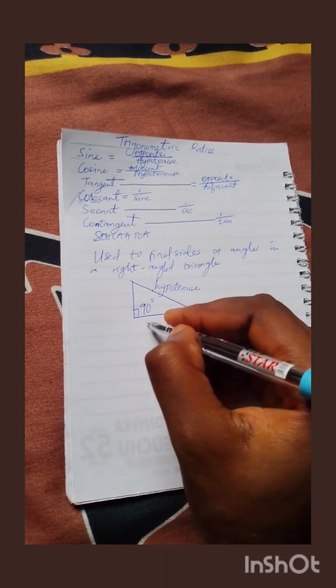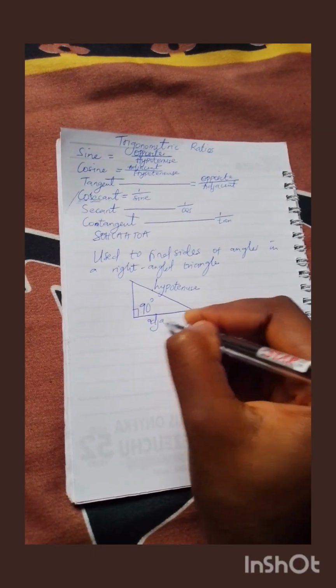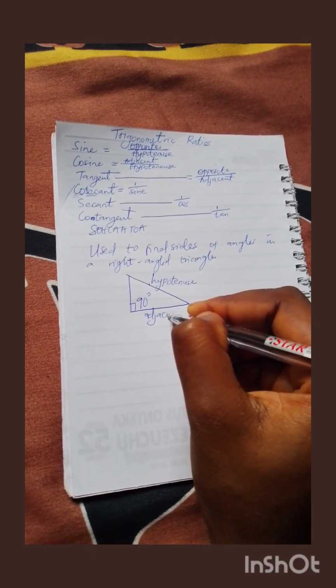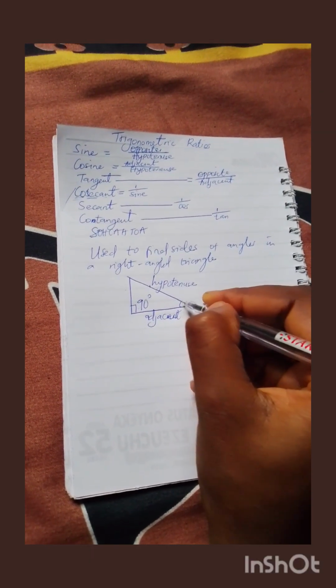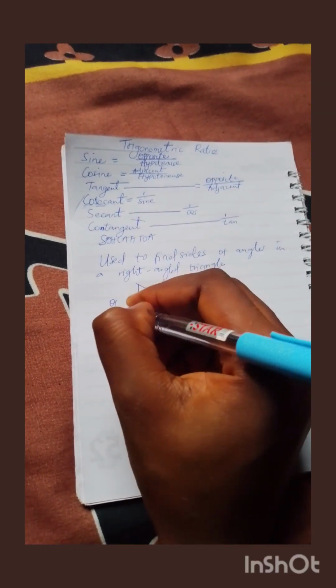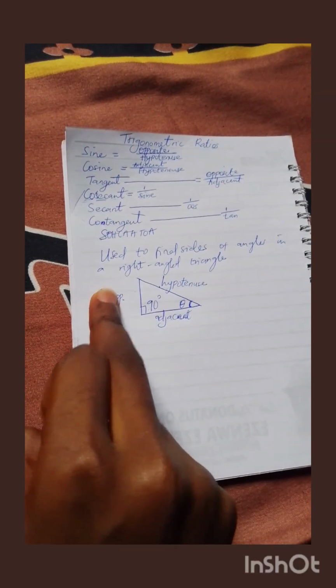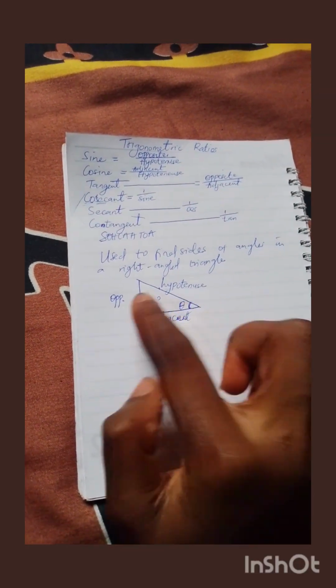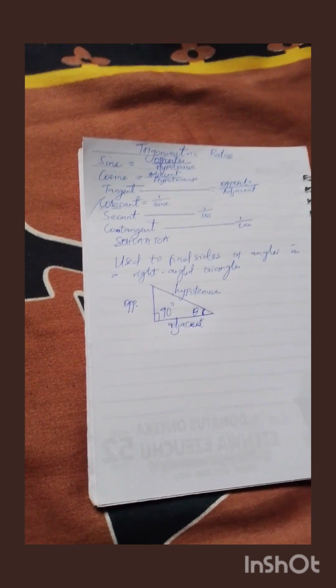Then any of the other sides can be opposite or adjacent depending on the angle that you are making use of. Let's assume this is adjacent, and maybe the angle we are dealing with is here. Let me just call it theta. So this is adjacent and this is my opposite. The side opposite the angle you're dealing with is the opposite, and the side where the angle is lying is the adjacent.